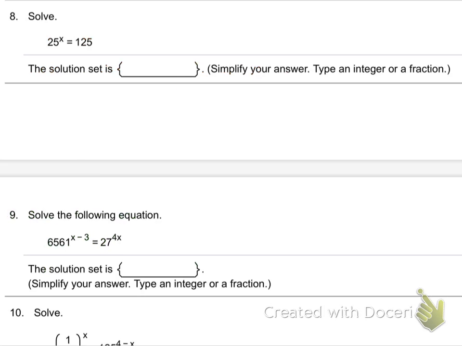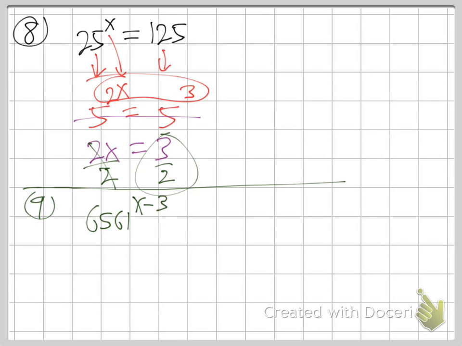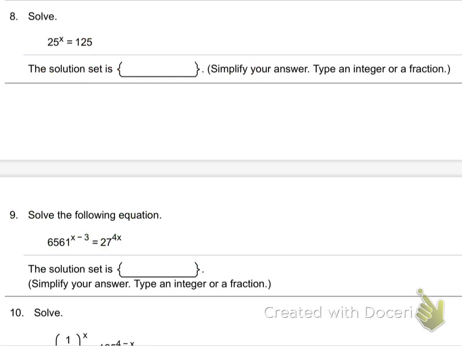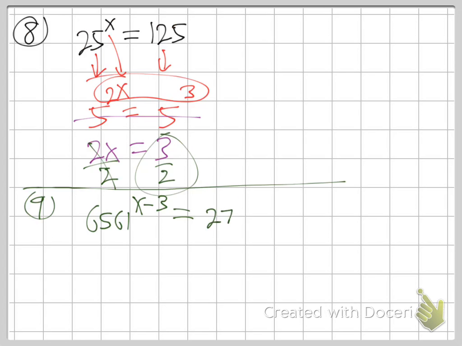6561. That's a big ugly number. I don't expect you to know that off the top of your head. Use your calculator. To the x minus 3, 27 to the 4x. Okay. Any guesses what we might make both those out of? Look at that 27. He's easier. What does 27 come from?